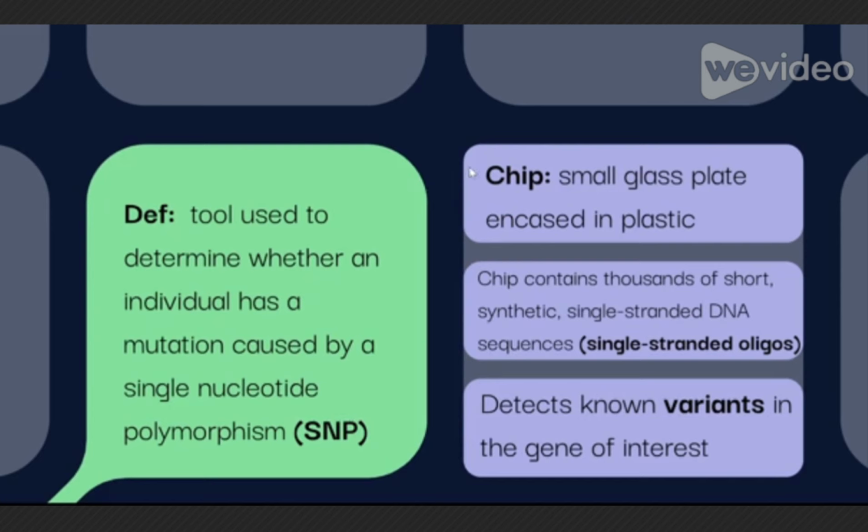Some important things to note. Firstly, the process involves the use of a chip, which is often a glass plate encased in plastic. During the actual genotyping process, the chip will contain thousands of short, synthetic, and single-stranded DNA sequences, or single-stranded oligos. Also, the test ultimately detects known variants in the gene of interest.